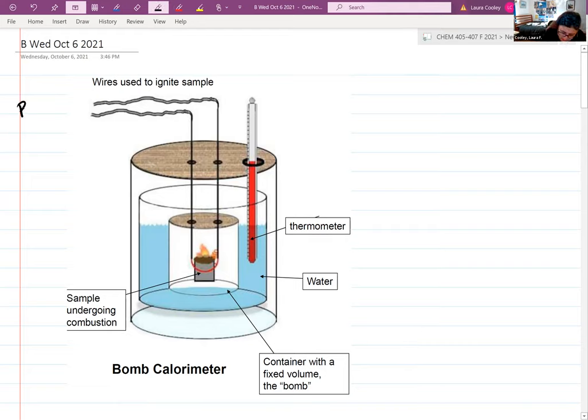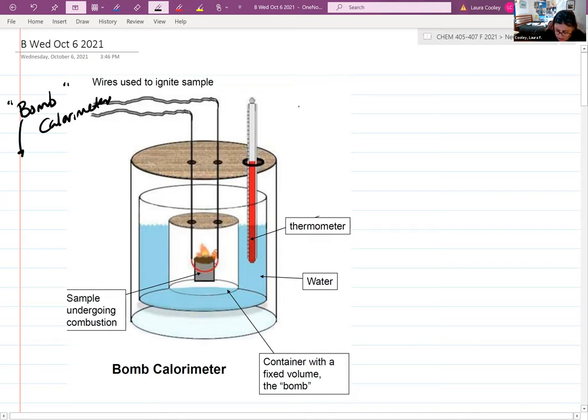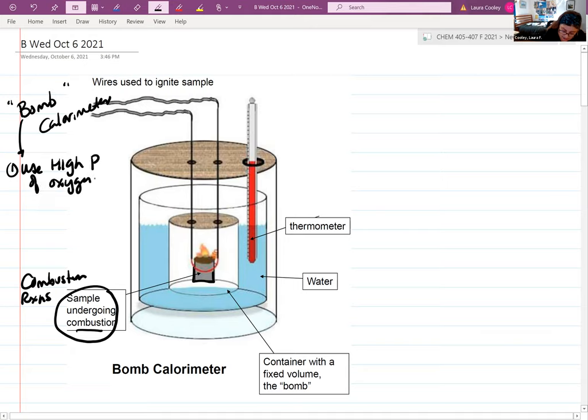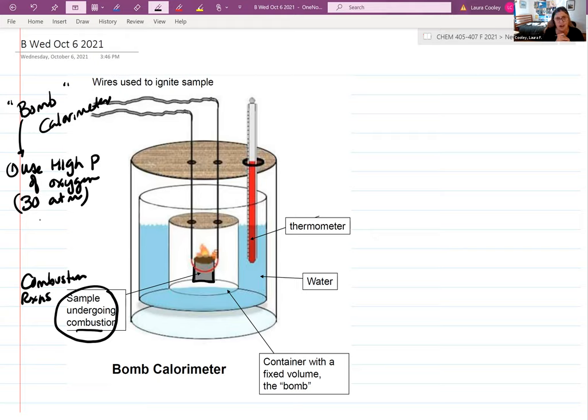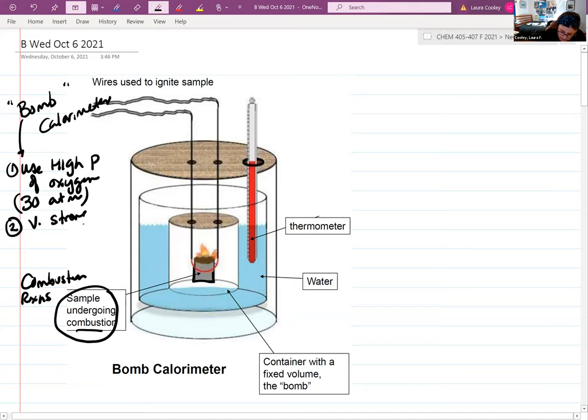Why is this called a bomb calorimeter? That's because this is generally used for combustion. So it's a sample undergoing combustion, which is in this little tray here. So it's generally for combustion reactions, which release a lot of heat, as you know. Now, what is done is you use a very high pressure of oxygen, like 30 atmospheres or something like that. We used to do this experiment, and I always felt as I turned up the oxygen pressure in the bomb, I always crossed my fingers a lot, which is why I don't do it anymore. Okay, so it uses a high pressure of oxygen, so you must have a very strong container. Generally, these are made out of stainless steel.